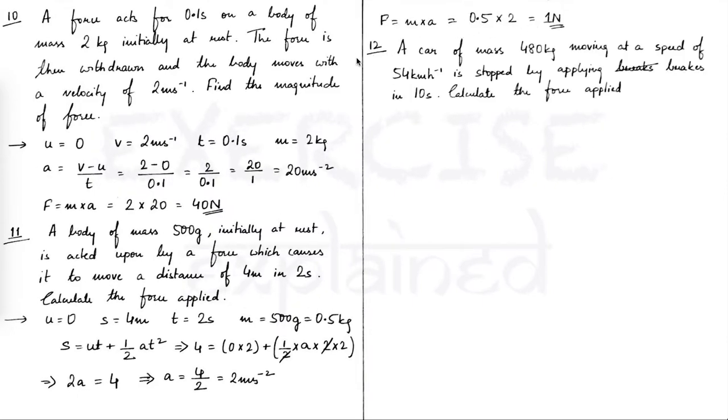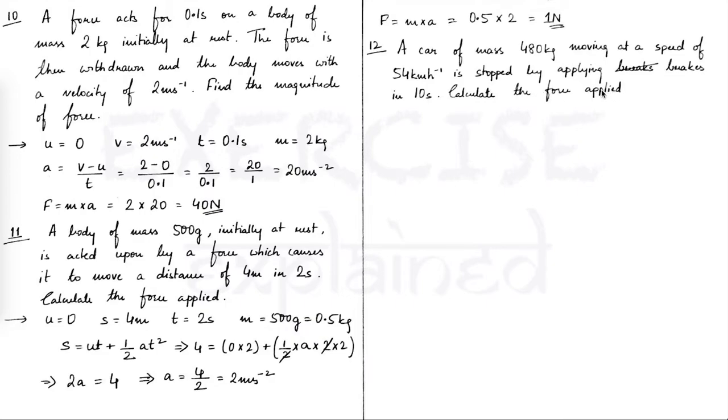So getting to the 12th question of exercise 3C ICSE 9th. A car of mass 480 kg. So mass is given as 480 kg, moving at a speed of 54 kilometer per hour. So initial velocity is 54 kilometer per hour. Here we should understand that it was moving at a speed of 54 kilometer per hour, is stopped by applying brakes. So that means final velocity is 0 in 10 seconds. So time happens to be 10 seconds.